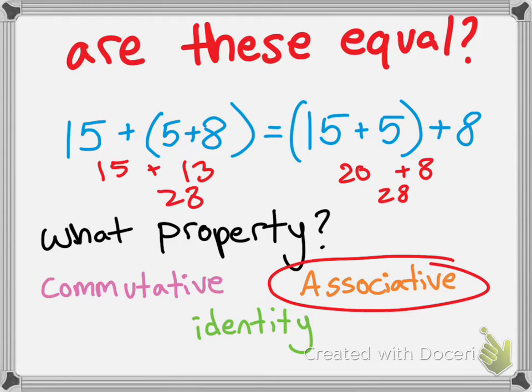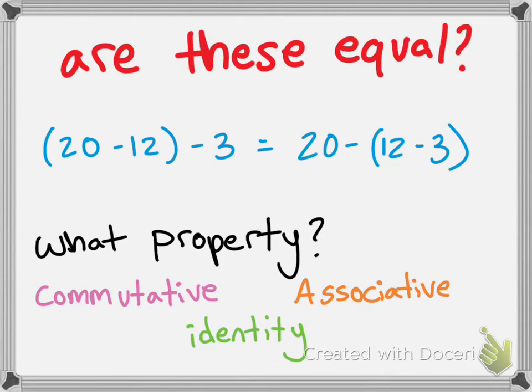I like to think of this. If you're associating with people, you have different groups of people that you associate with. But you still associate typically with the same people over time. It's the same people, even though you might associate with them in different groups.